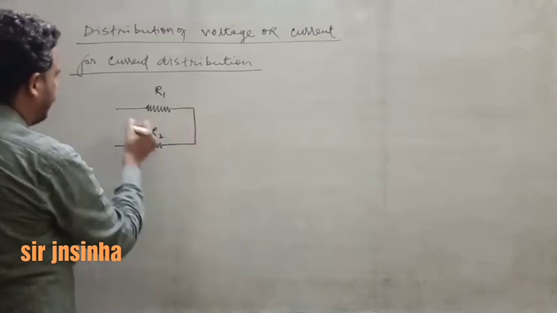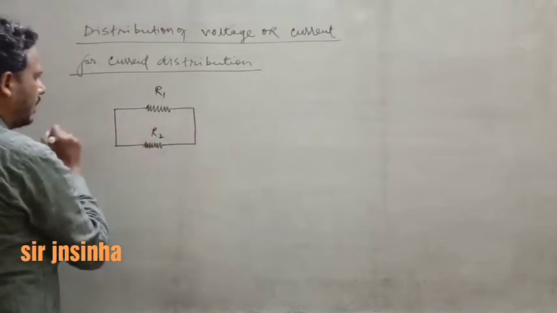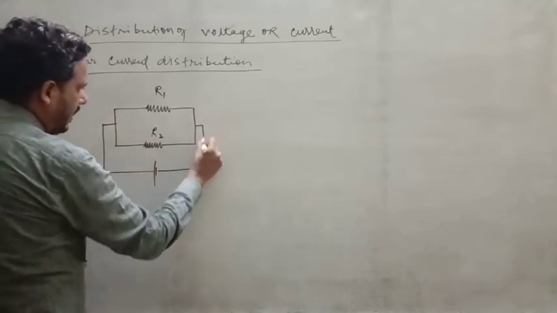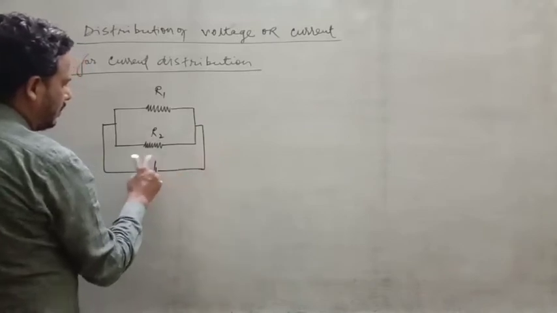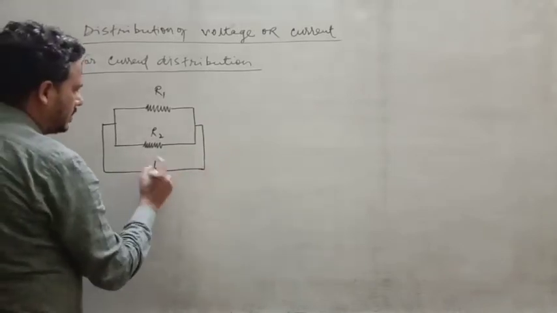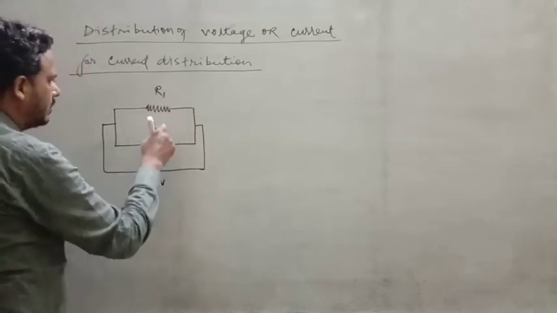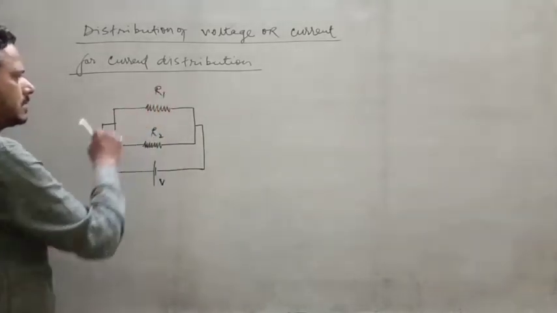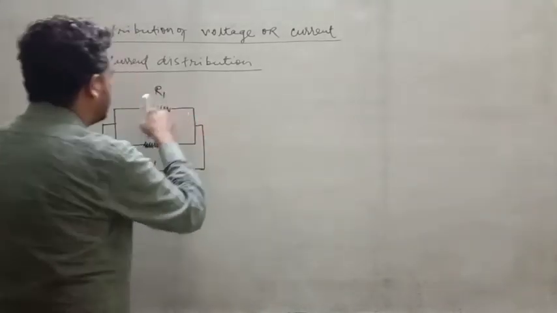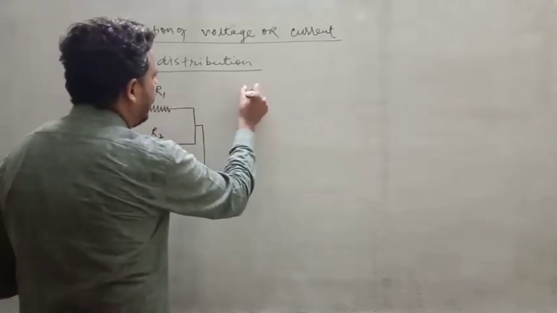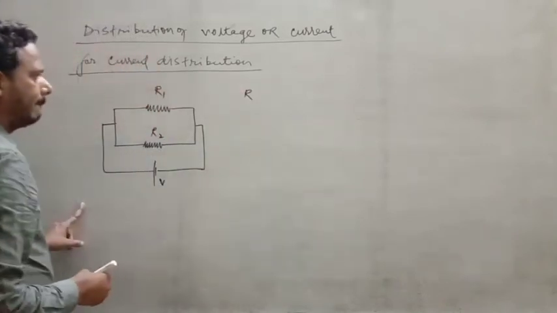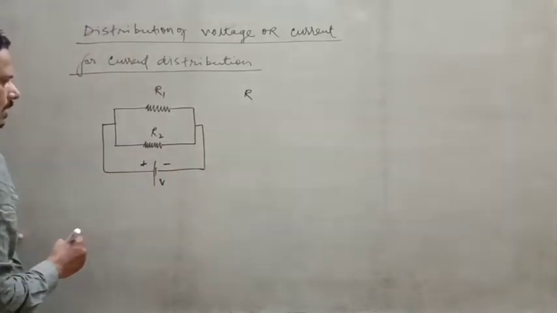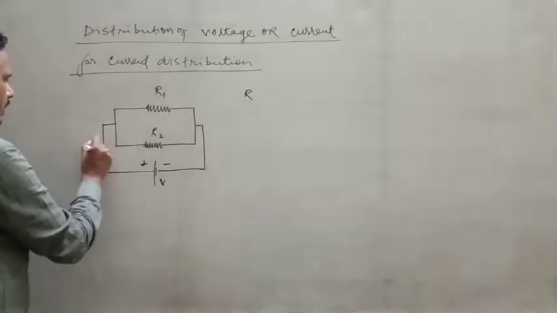If these are connected in parallel, as you can see here, with this EMF, suppose its EMF is V, with R1 and R2. Whatever the net resistance is, suppose the net resistor is R. This one has positive and negative terminals, so your current will flow in this direction.